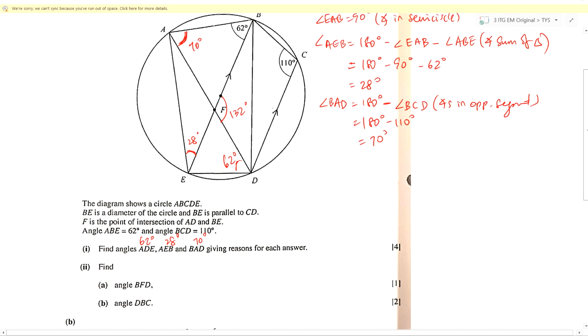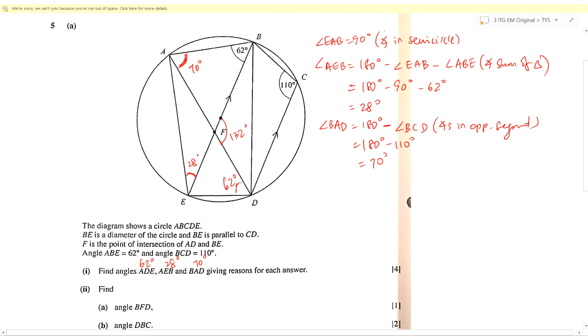Last one, angle DBC. This is our last unknown angle. Notice that we haven't really used our parallel lines yet. I'm not sure whether we'll be using them anytime soon, but here we earlier mentioned that this is 90 degrees. Angles in a semicircle. If this is 90, this has to be 20.